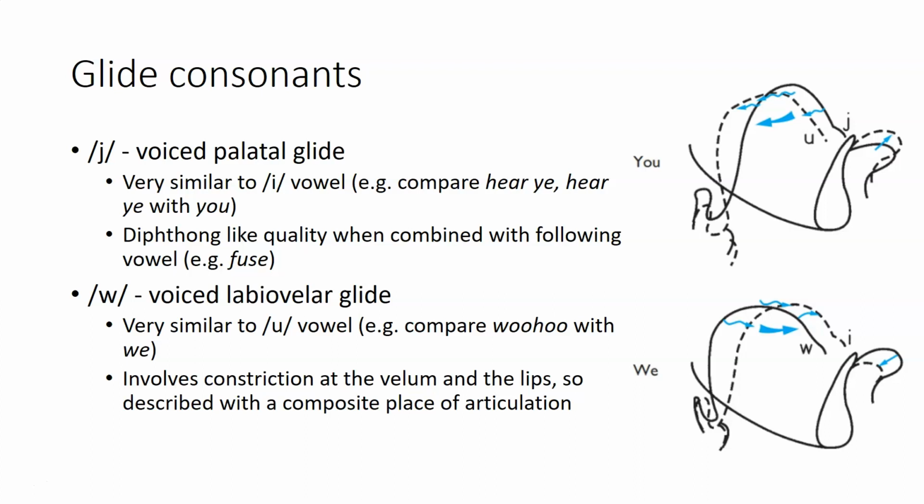The w is very similar to an oo vowel, so again, if you say something like woohoo, there's very little movement of the tongue compared to something like we, where the tongue has to move forward considerably to transition from the w to the e. The w is somewhat distinct in that it has constriction at the velum and at the lips, so we describe it with this composite labio-velar place of articulation.